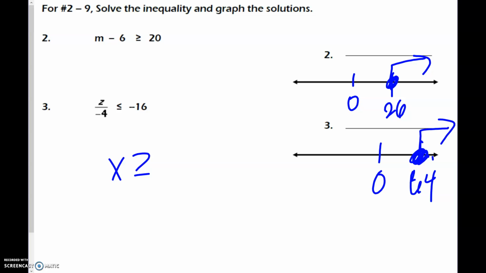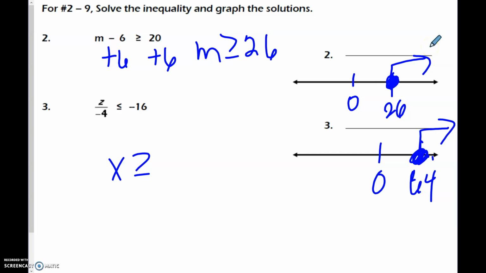All right, number 2, your work here should be that you're going to have to add 6 to both sides. So when you're showing your work here, you're going to have to add 6, and that's where we get m is greater than or equal to 26. Closed circle, shade to the right.